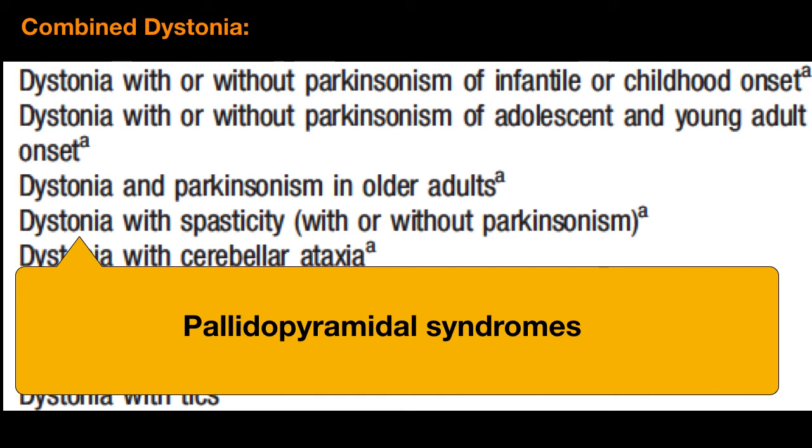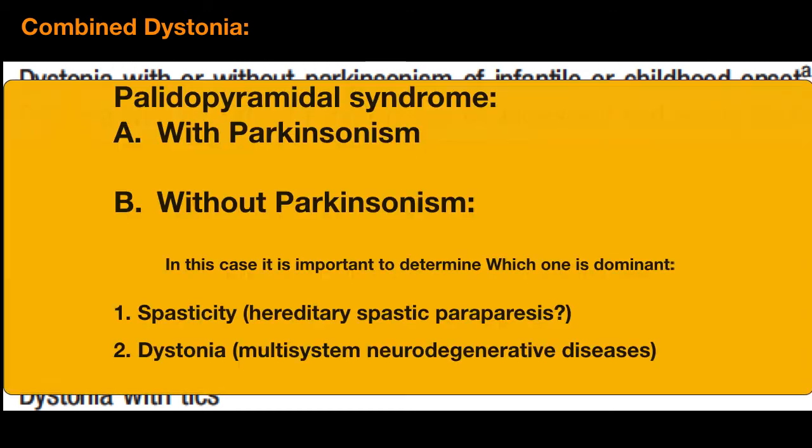Pallidopyramidal syndromes are the leading cause of dystonia with spasticity, with or without Parkinsonism. Pallidopyramidal syndromes are divided into those with Parkinsonism or without it.